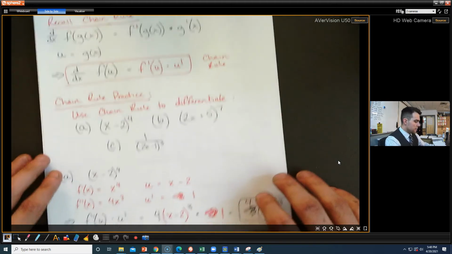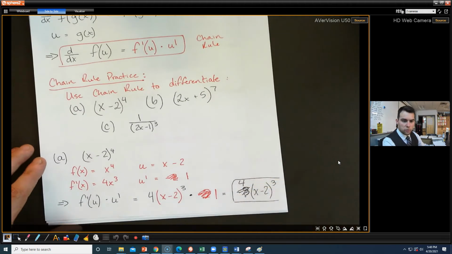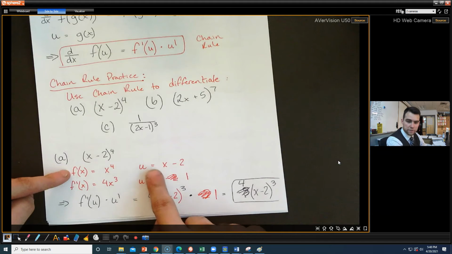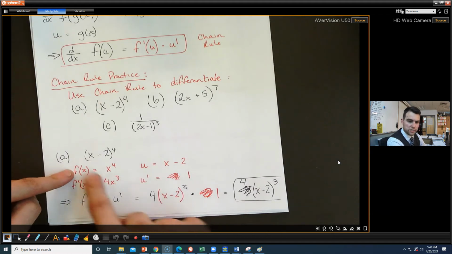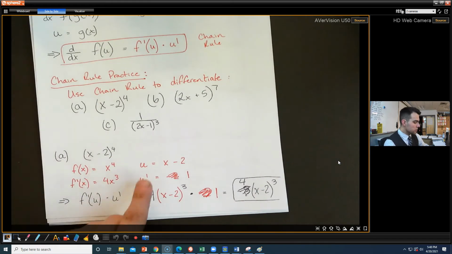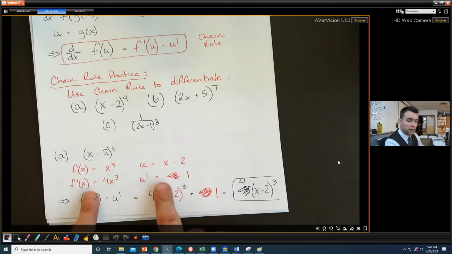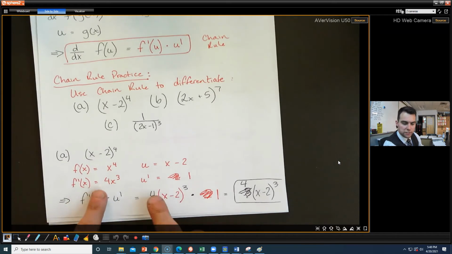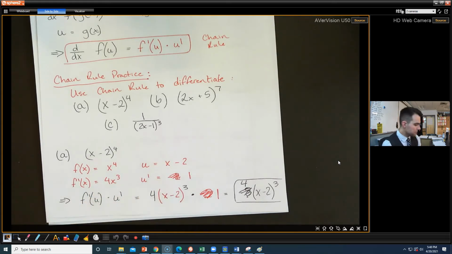So with A, what I'd like to do is determine what my outer function is and what my inner function is. My outer function was something raised to the fourth power, so x to the fourth power. U, my inner function, is x minus 2. So now I'm going to take the derivative of both of those. F prime of x is 4x to the third. U prime is just 1, right? Just taking the derivative of this guy, the constant goes to 0.